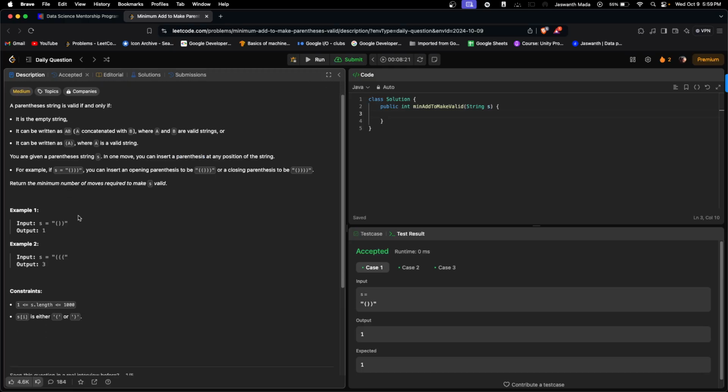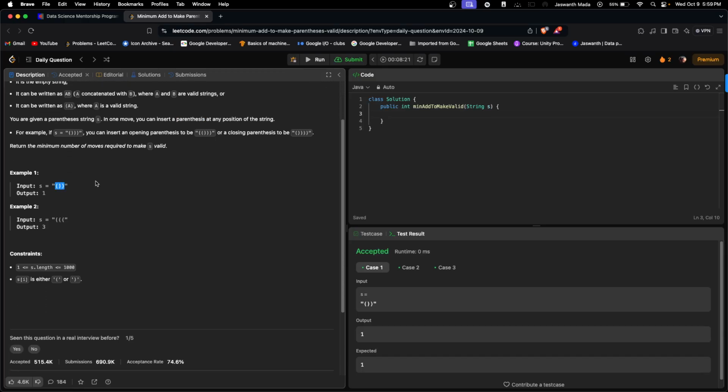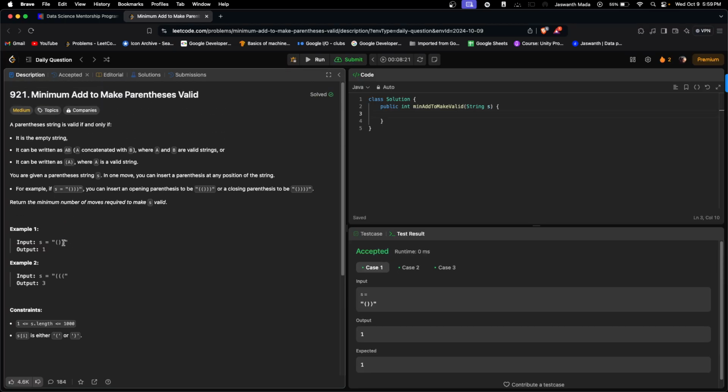to make it valid. Suppose if you look at this parenthesis, we see that this corresponds to this parenthesis and there is one invalid parenthesis. So in order to make it valid, we need to add one left parenthesis here, right? So the answer is 1.